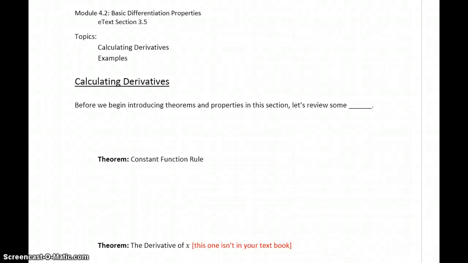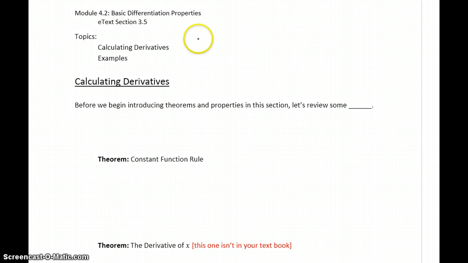In Module 4.1, we introduced the derivative and came up with a definition for it. That's not a terribly efficient method for calculating derivatives. Those problems all tend to be quite a bit cumbersome. So what we want to introduce in this module now are some properties, some theorems that will allow us to calculate derivatives more quickly so that we can start talking about applications, getting to our results more quickly.